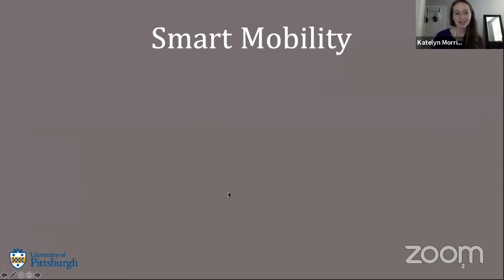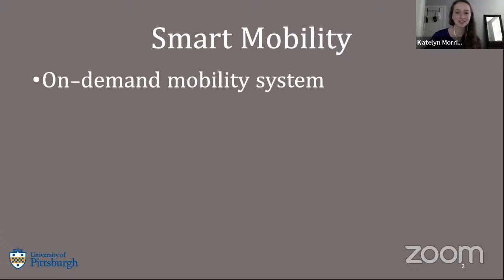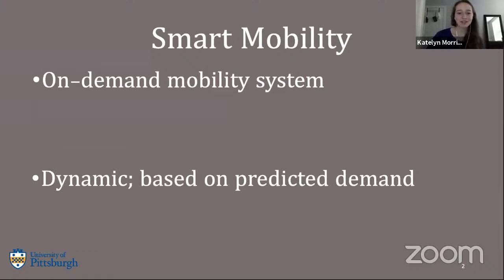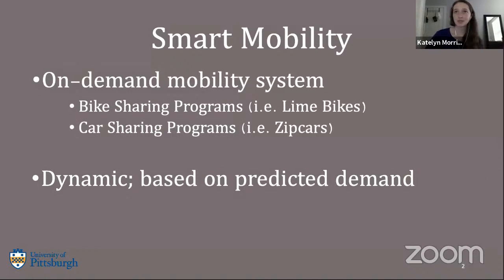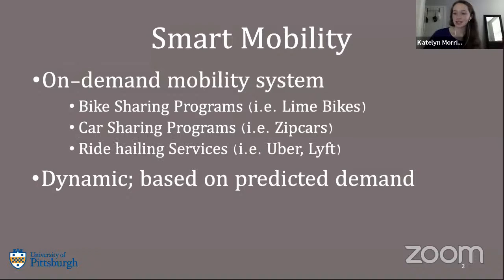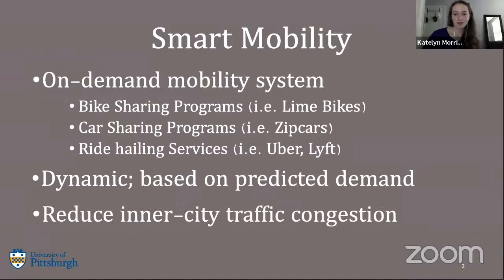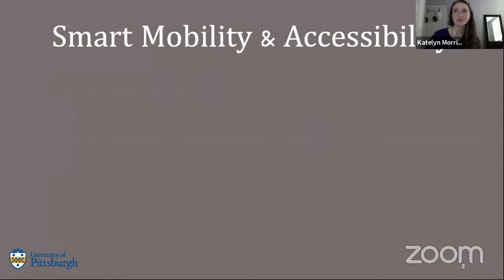I'd like to preface with a definition and examples of smart mobility first. So smart mobility includes mobility systems that are on demand and dynamic, where their availability and frequency relies on predicted demand. Some examples of these smart mobility systems include bike sharing programs, car sharing programs, and ride sharing programs. And smart mobility programs and initiatives are mainly motivated to reduce traffic congestion, which ultimately reduces air pollution. Also, it increases the quality of life, and it's meant to provide affordable and accessible transportation to all.